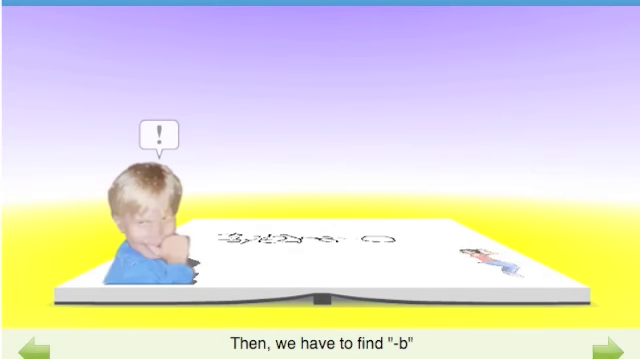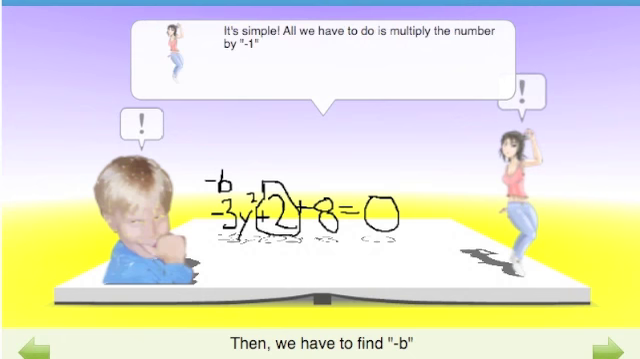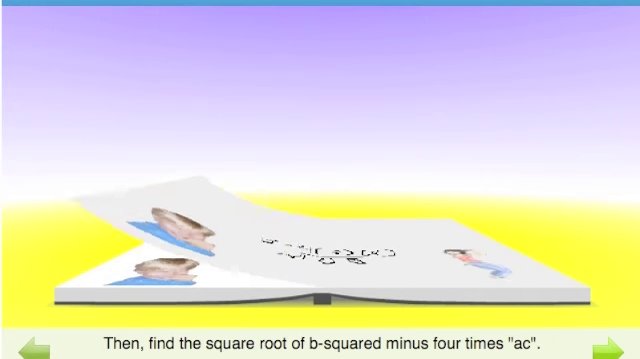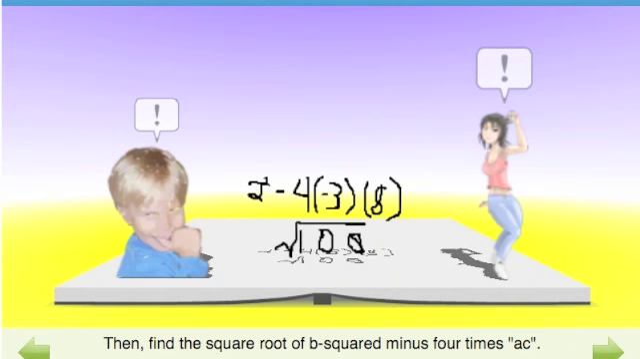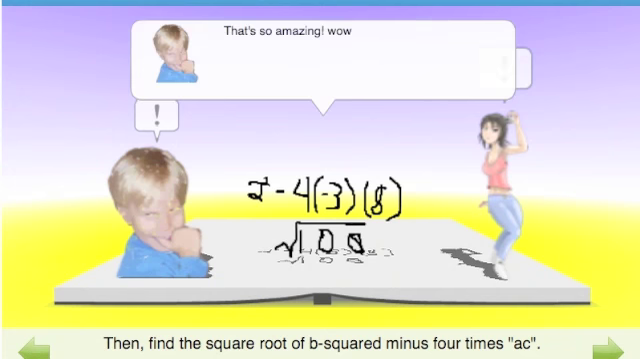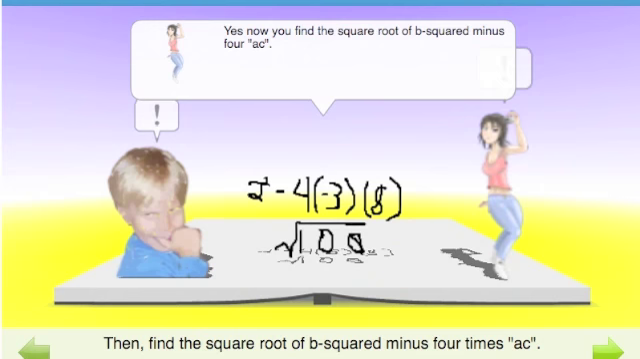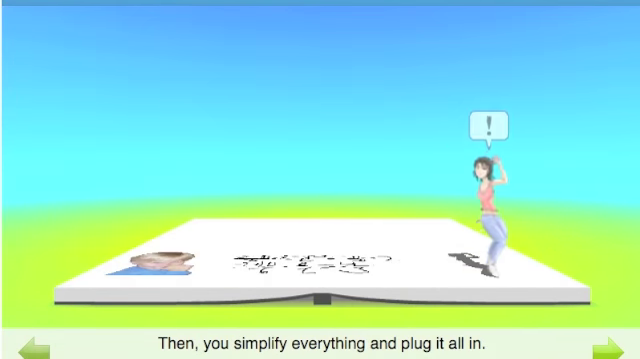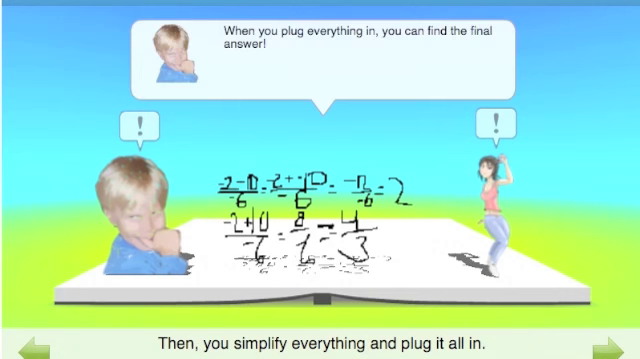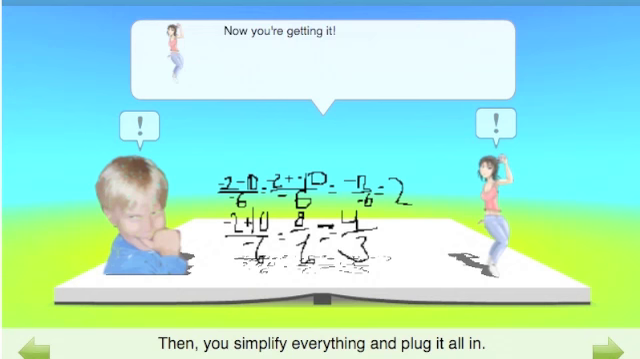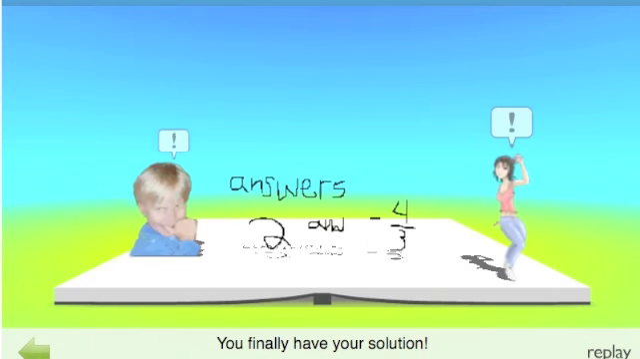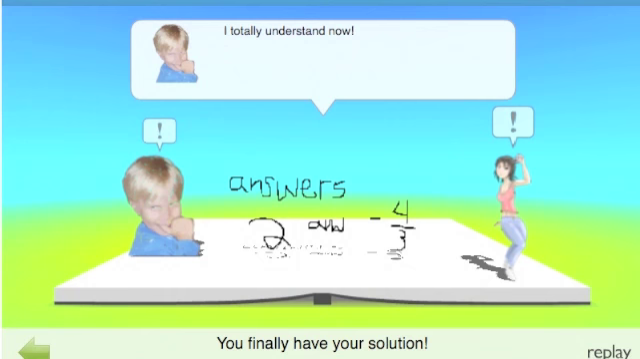How are we supposed to find the negative value of a number? It's simple. All we have to do is multiply the number by -1. That's so amazing! Wow! Yes, now you find the square root of B squared minus 4AC. When you plug everything in, you can find the final answer. Now you're getting it. I totally understand now. And there you go, that's your answer.